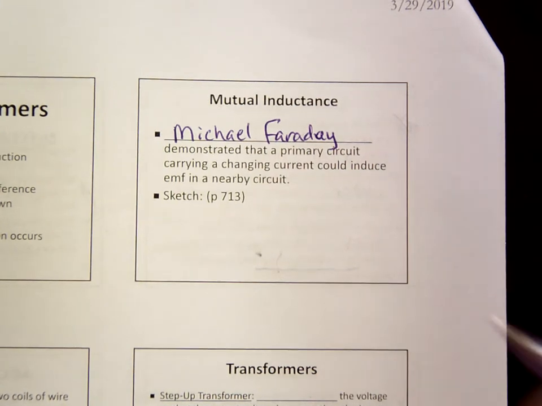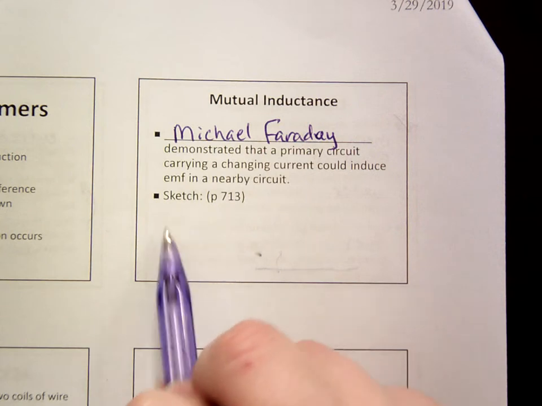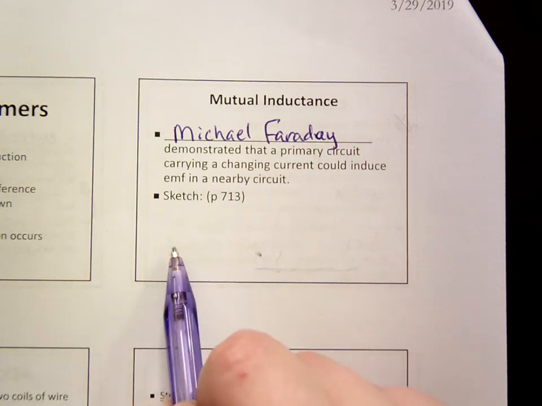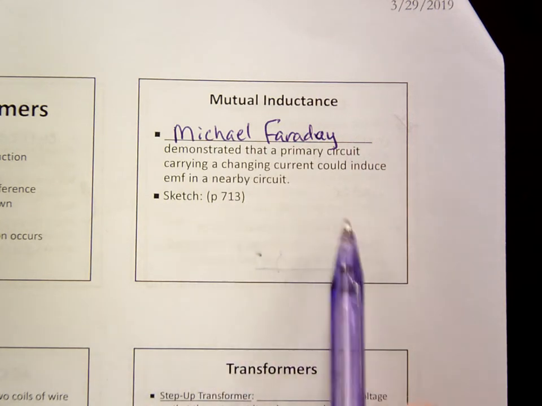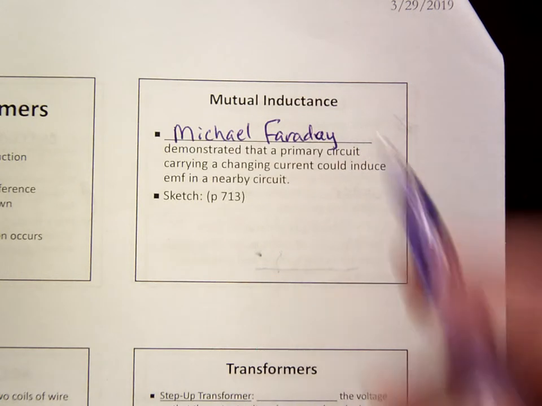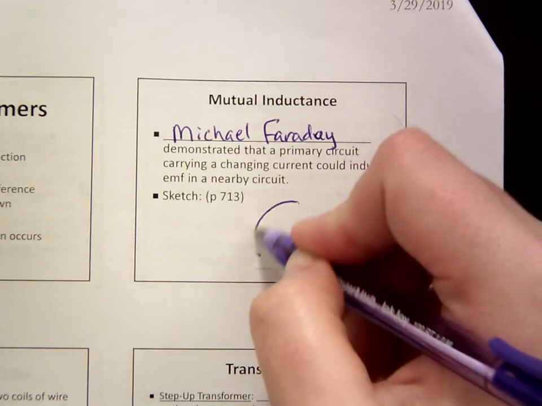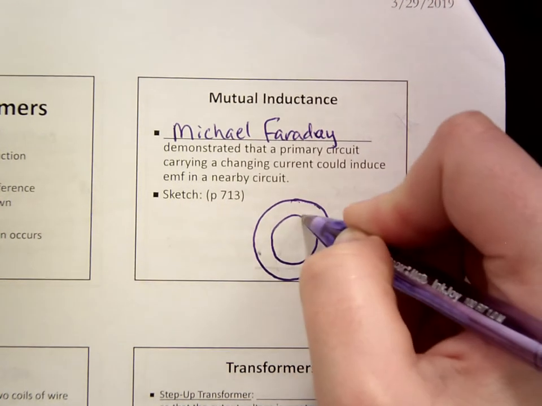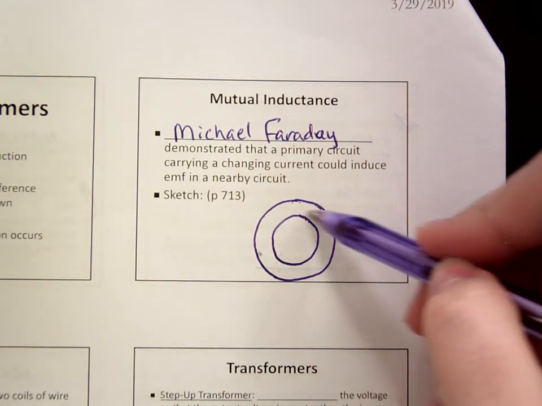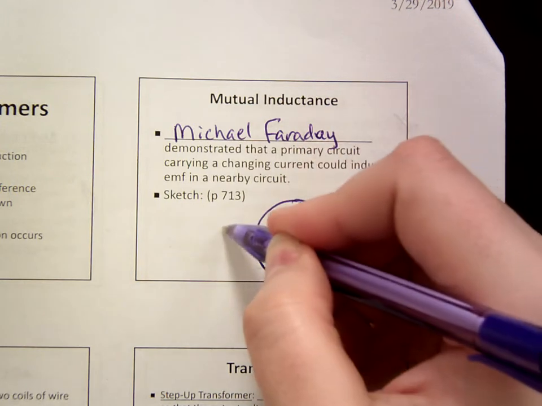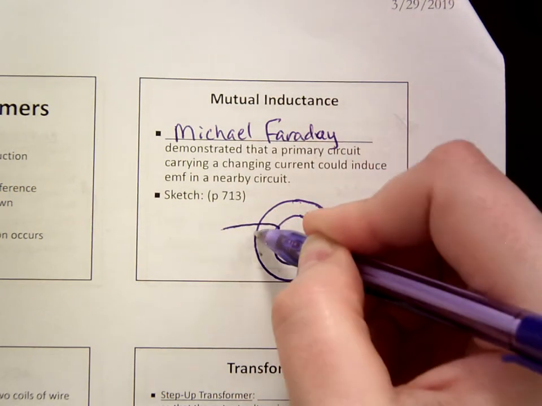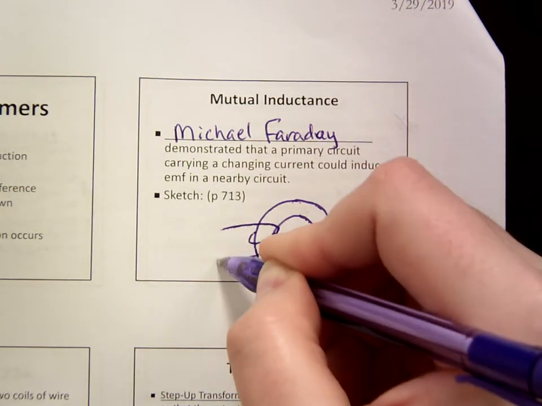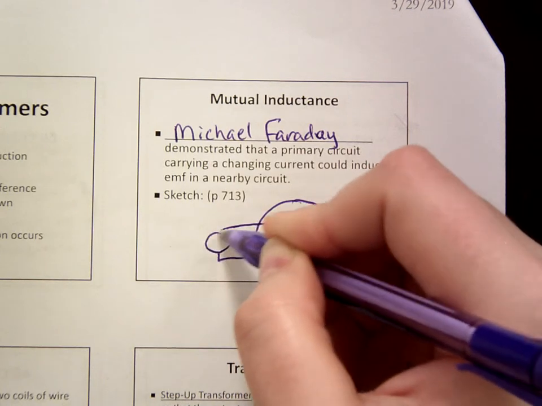One of his experiments actually showed that if you have an alternating current in one circuit, you could create a current in a separate circuit nearby. And the experiment looked something like this. This isn't going to be exactly the same, but it's close enough. He had an iron ring, and on one side he had a coil of wire hooked up to a source of alternating current.